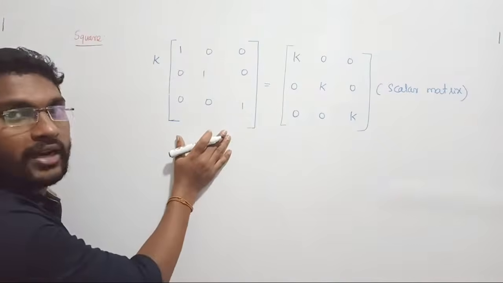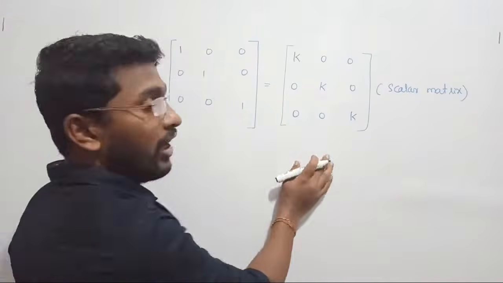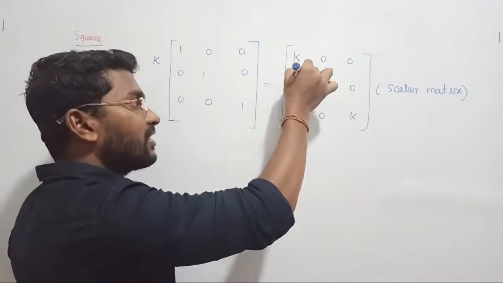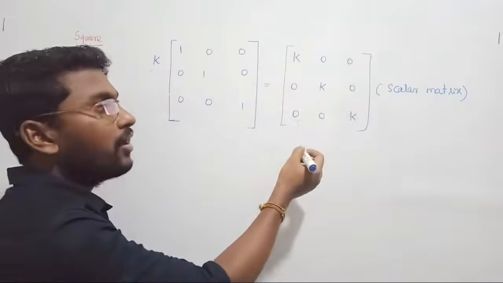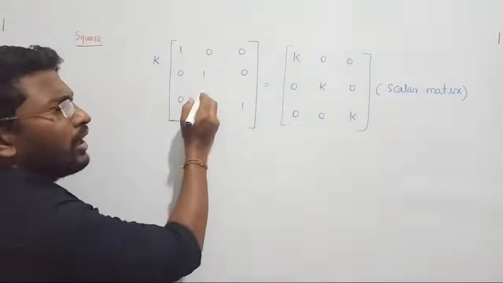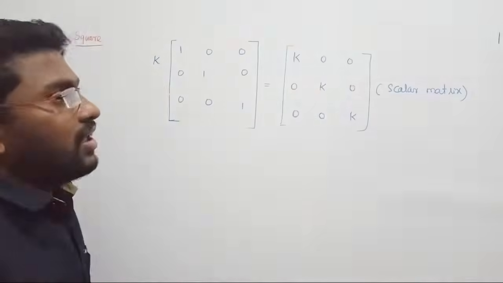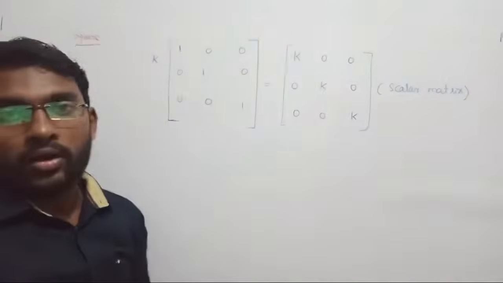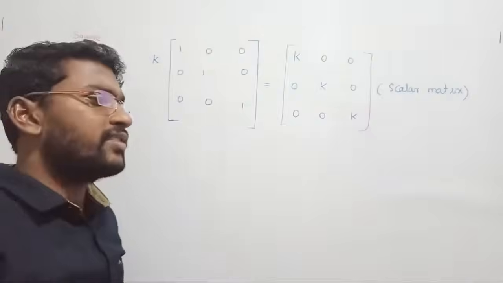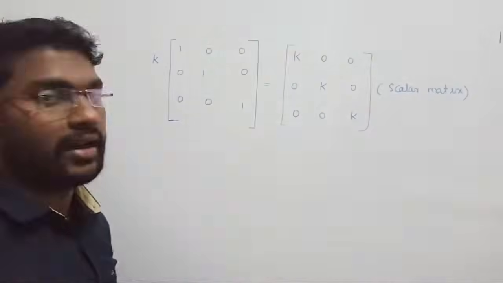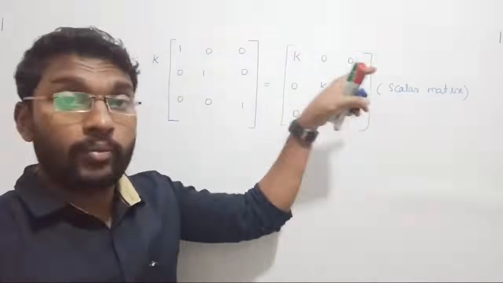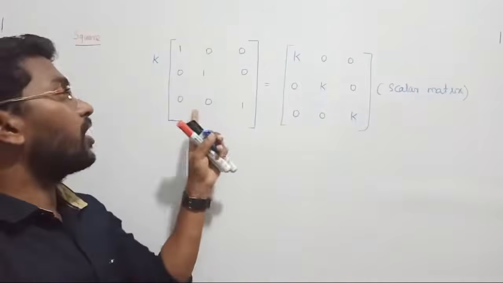I just took the unit matrix, right? So in a scalar matrix, all the diagonal values are going to be equal only. But they might be equal to 1, or you can consider some other value. The value of k might be 1, or 2, or 3, 4, 5, 6, 7, 8. Any value can be considered in the diagonal, but all these diagonal values are going to be equal. They may or may not be equal to 1.